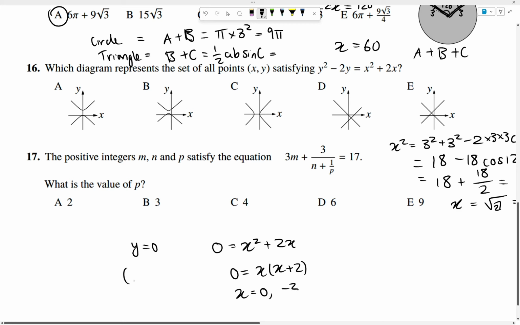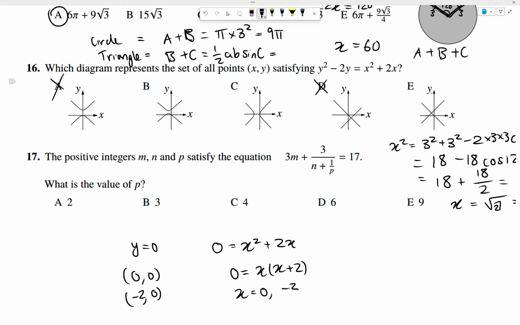So therefore the graph must go through the points 0, 0, and minus 2, 0. So all of the graphs appear to go through the origin, and A does not go through minus 2, 0. Neither does D. So we've knocked out some of the options.